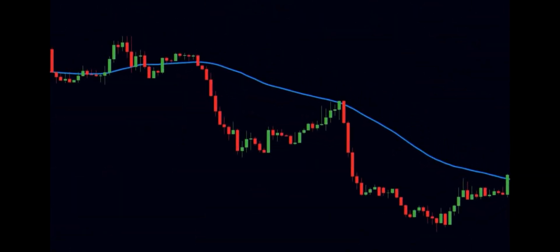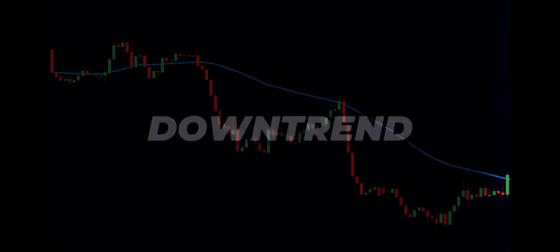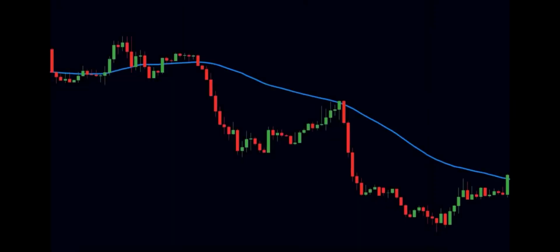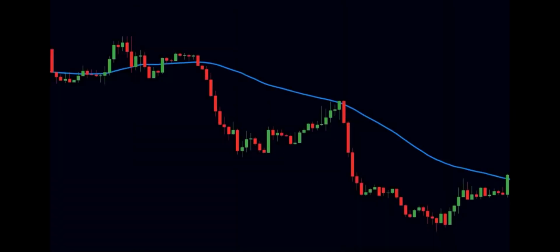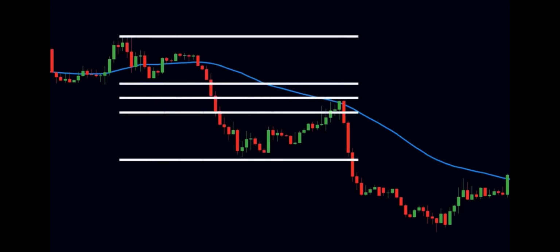On this chart, we can clearly see that the price was trading below the 50-period moving average. The moving average was also sloped downwards. Therefore, we can say that the price is in a downtrend. Now, in a downtrend, we will only look for selling opportunities. If we look closely, we see this impulsive move downwards. So we will identify the swing high and the swing low of the move, and plot the retracement tool starting from the swing high to the swing low.